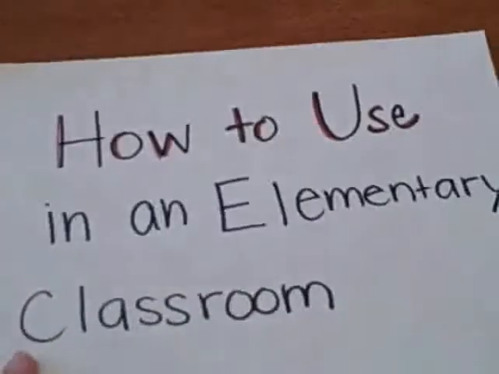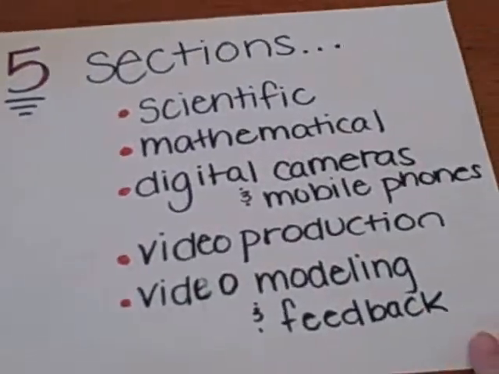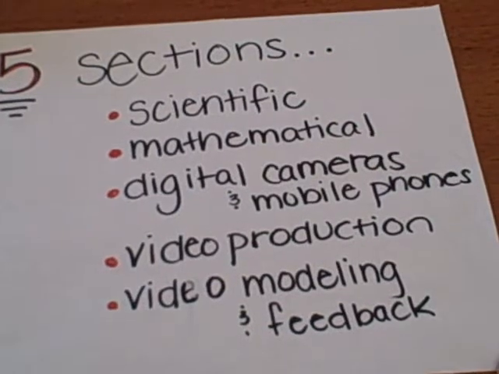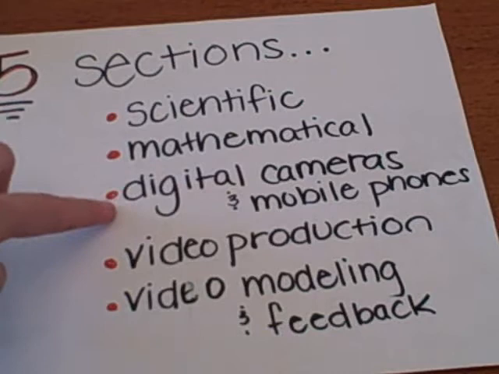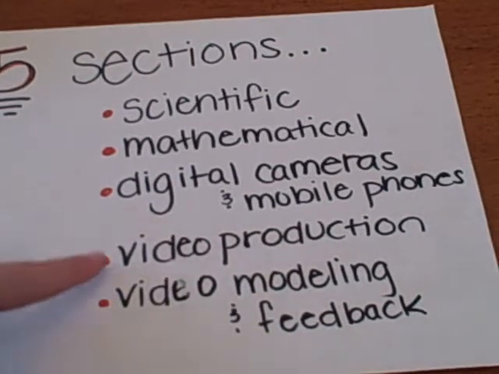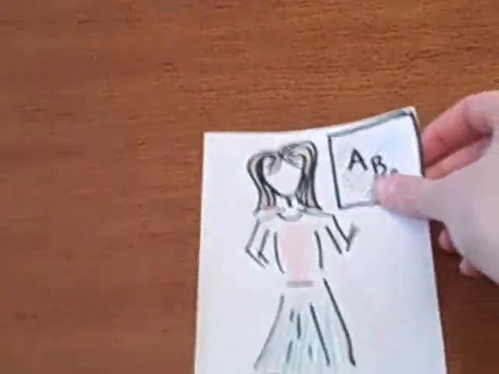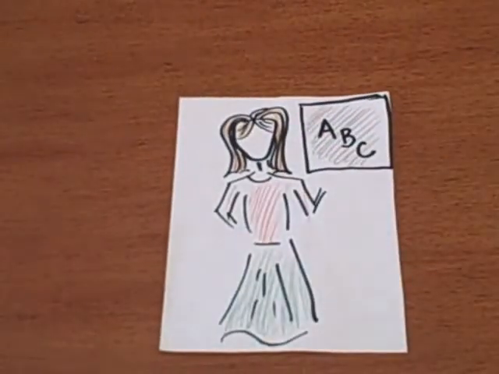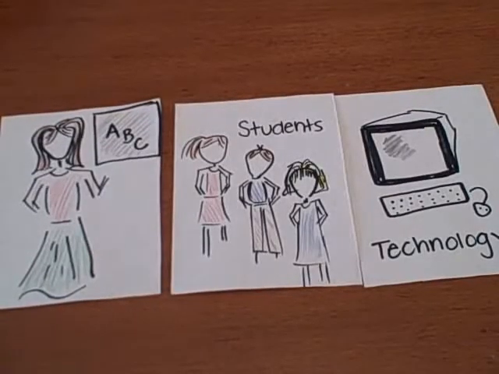Visualizing with technology: how to use it in an elementary classroom. There are five sections of visualization tools: scientific, mathematical, digital cameras and mobile phones, video production, and video modeling and feedback. You're a teacher. You want to use visualization tools to help your students learn concepts.